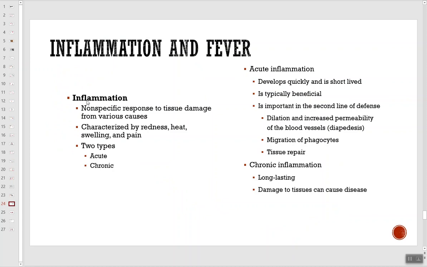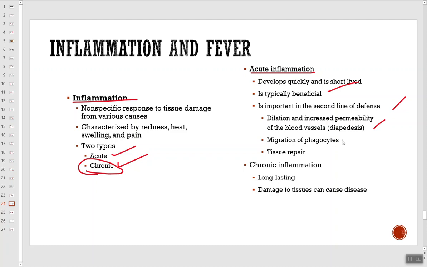Inflammation is nonspecific. Redness, heat, swelling, and pain. Acute is what you get from sudden but short-lived events. Chronic, of course, is something entirely different. This is the thing that is thought to be involved in the development of different cancers. So acute inflammation helps you out. It's really important. We need to open up those blood vessels so the white cells can get out. And it also helps with tissue repair.